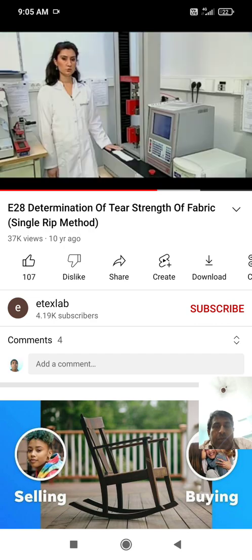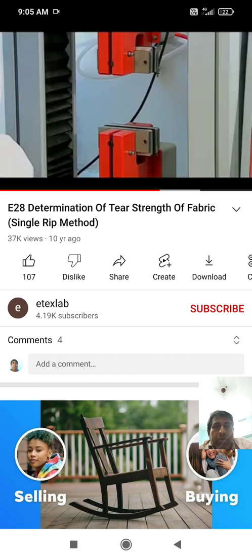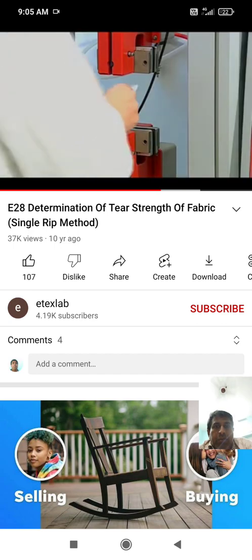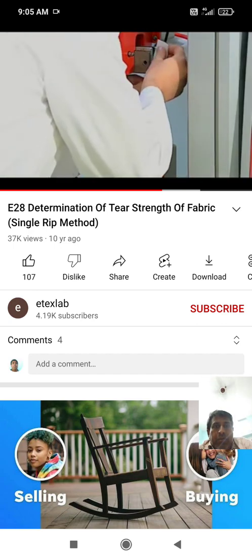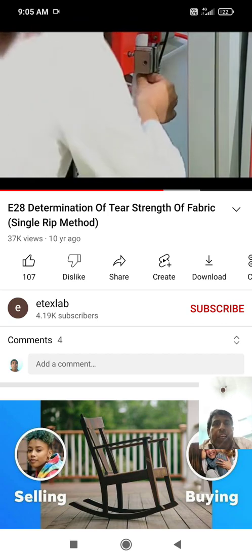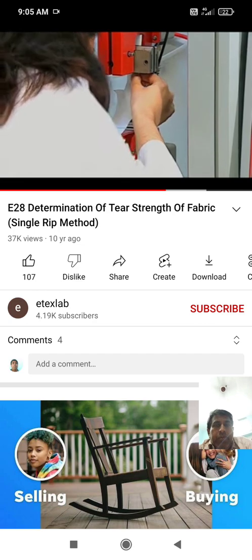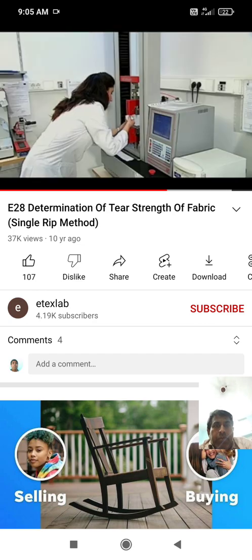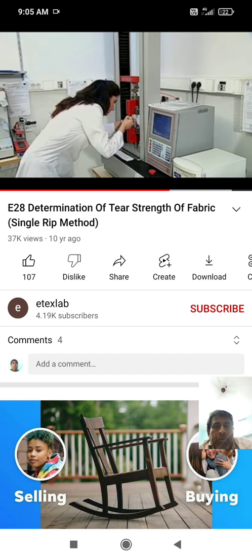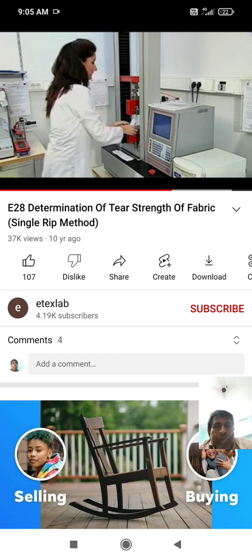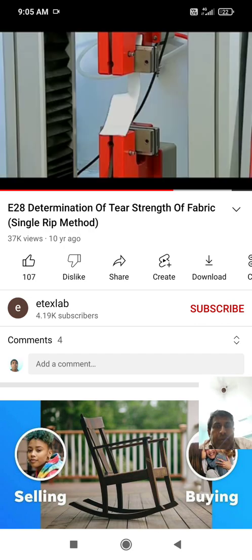After this control, the jaw growth rate is set to 100 millimeters per second. The test specimen is placed in jaws. This is the single rip method. The fabric must be placed in the jaws in a symmetrical manner. We'll start a tear in the midpoint between the two jaws, which should be placed at the point.